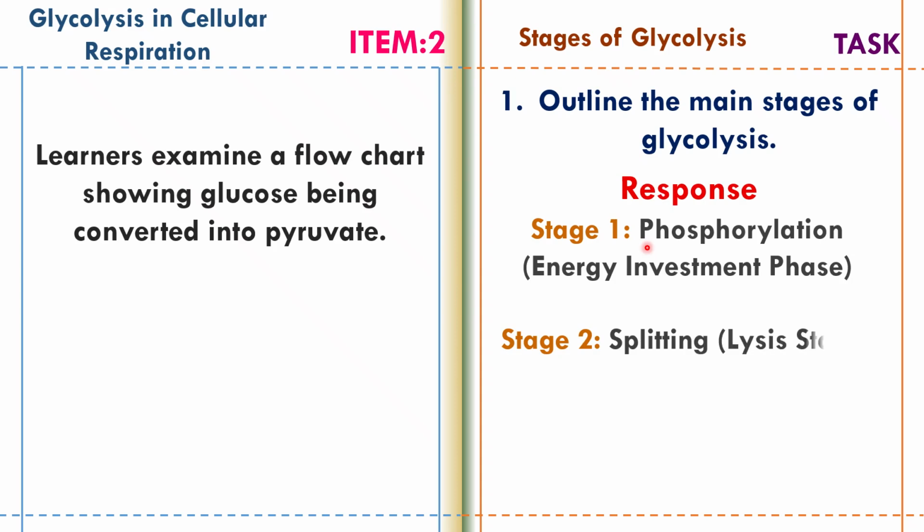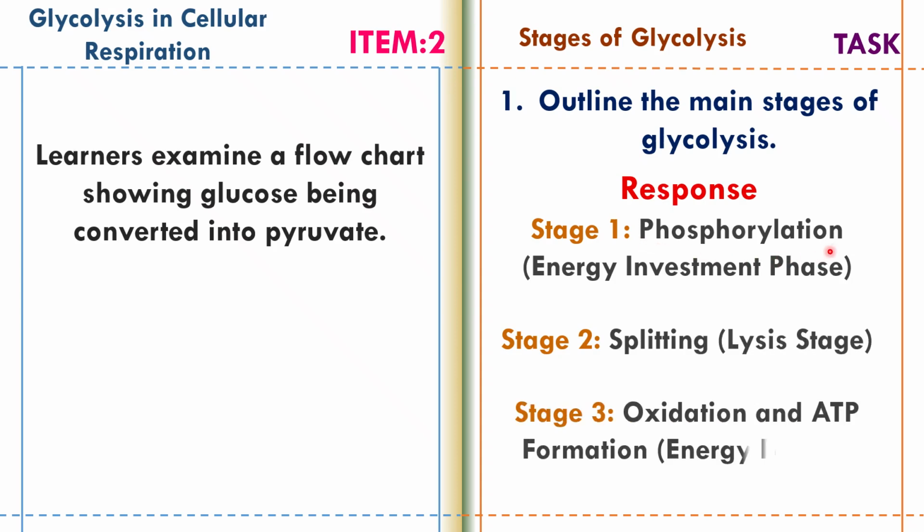Stage 1, phosphorylation, or what we call the energy investment phase. Stage 2, splitting, what we call the lysis stage. And stage 3, oxidation and ATP formation, the energy payoff phase.